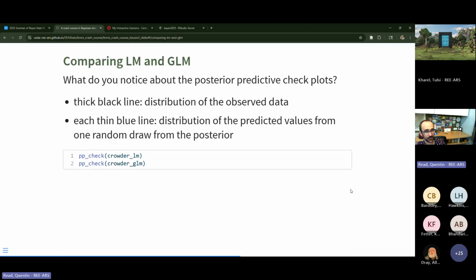Okay, so let's look at the posterior predictive check plots, the distribution of the data with the model predictions superimposed for each model. The thick black line in each case is a smooth histogram of the actual data. And each thin blue line is a distribution of the predictions for one random draw from the posterior. The closer the blue lines are to the black line, the better the model fits the data.